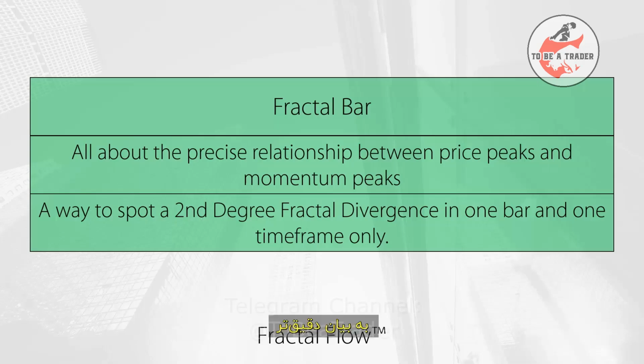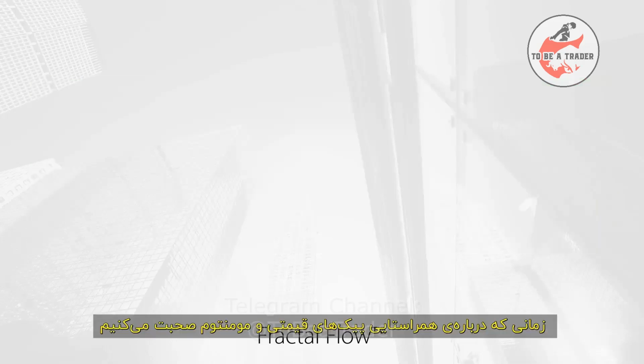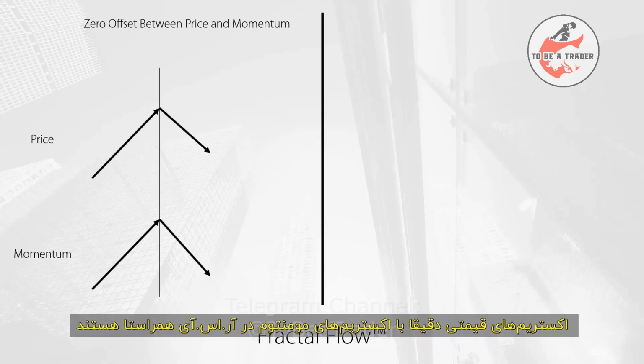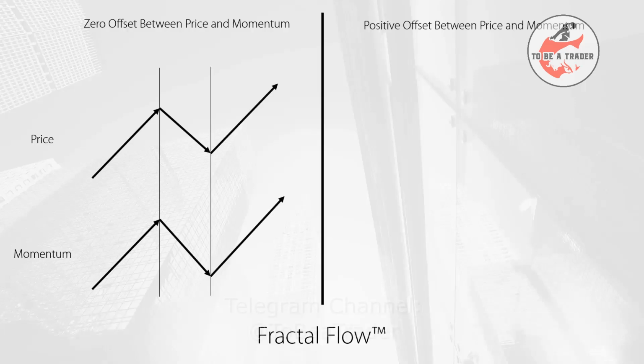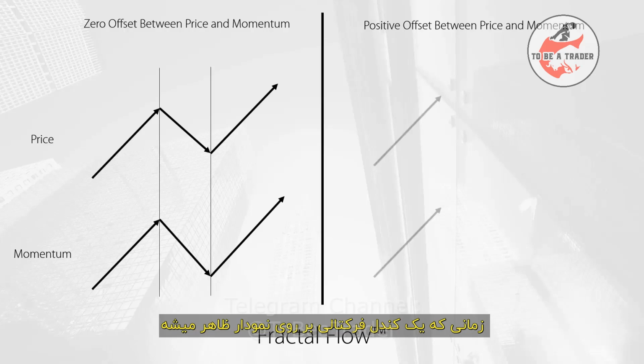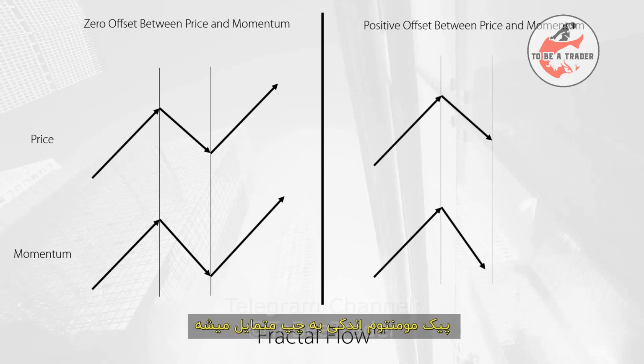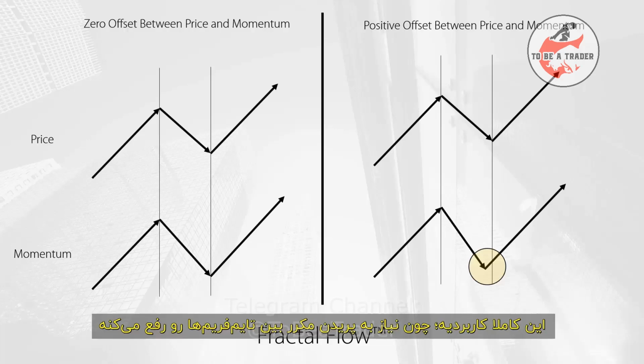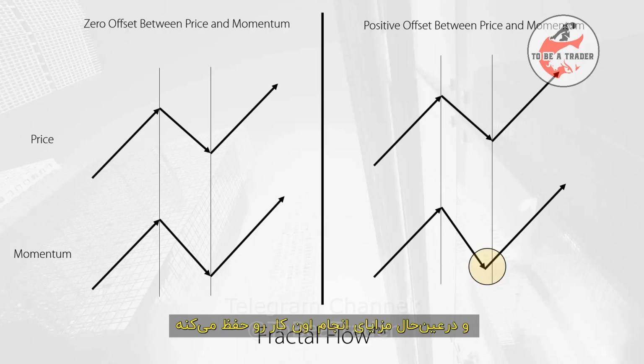To be more precise, when we talk about the alignment between price and momentum peaks, we need to understand the idea of momentum offset. Most of the time, the price extremes align exactly with momentum extremes in the relative strength index. When a fractal bar appears on the chart, the momentum peak is slightly offset to the left. That basically means there is a reversal divergence happening in a lower timeframe. That's quite useful because it diminishes the need to jump between the timeframes so often while maintaining the benefits of doing it. It's a win-win situation.